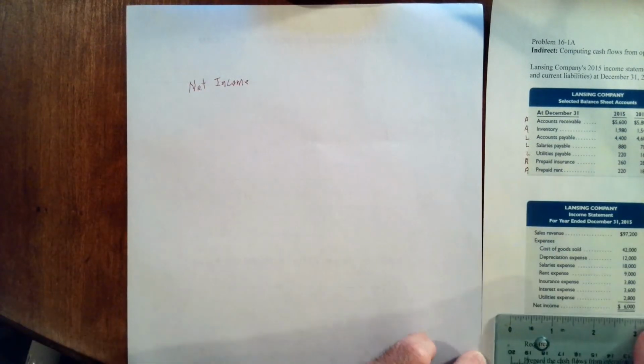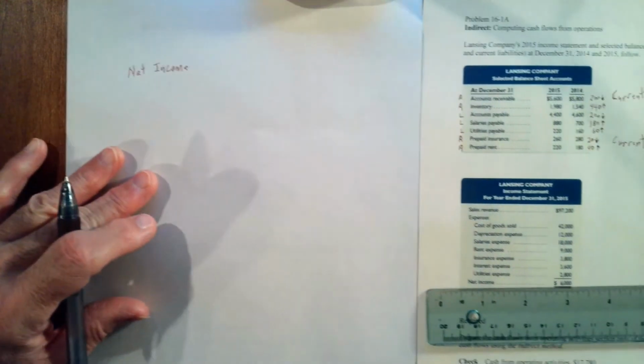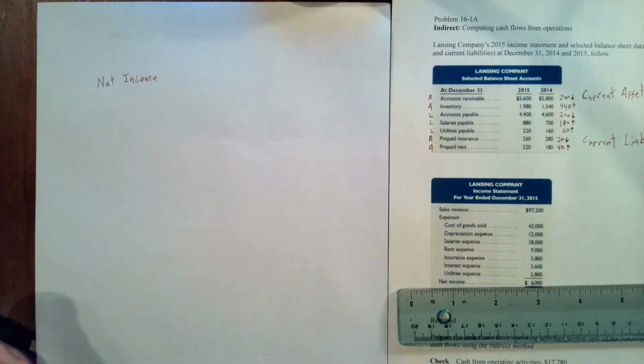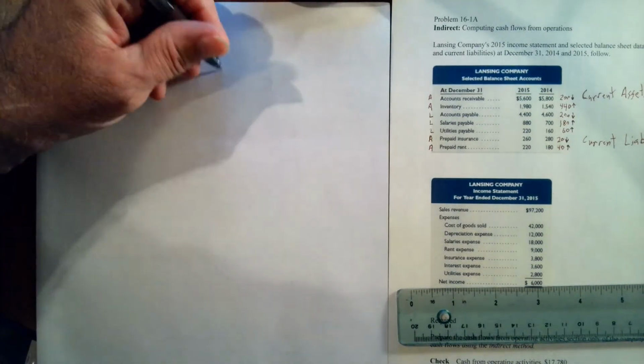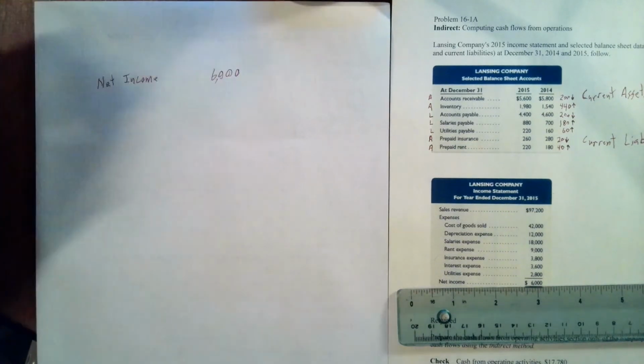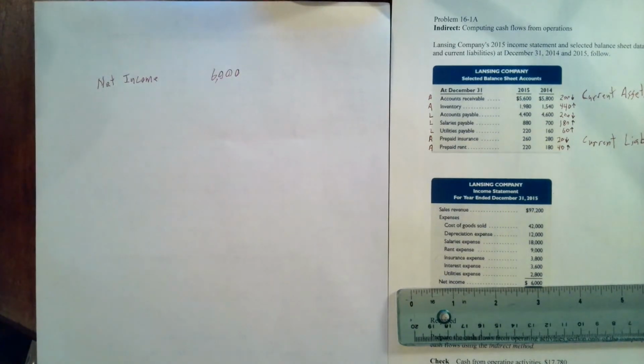So what's my net income? Way down here at the bottom, you can see that just on the edge of the screen. Slide that over. $6,000, okay? So net income is $6,000. And then I've got to add anything that's non-cash.